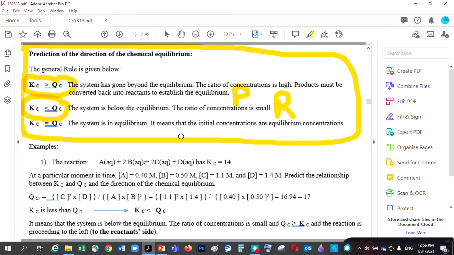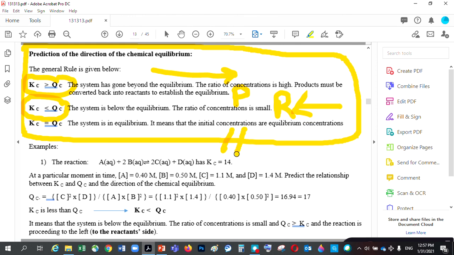Now, how about if they are equal? Then there is no favoritism. Both are equal, and therefore the chemical equilibrium does not favor any part, whether it's the product side or the reactant side, and it means the initial concentration will be equal to the equilibrium concentration. So this is very important. Keep it in mind, and we'll look at some examples here. We'll see how the whole thing is moving, which way. So this one here towards the product, this one here the reactants.